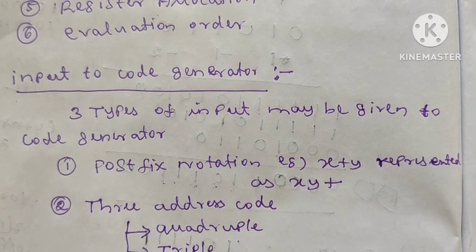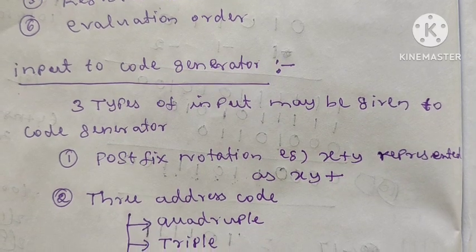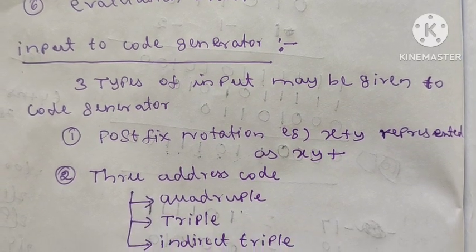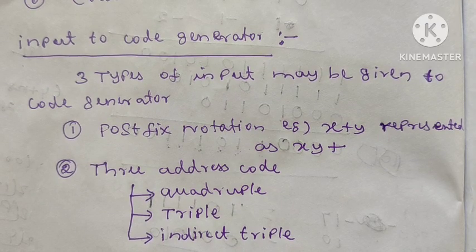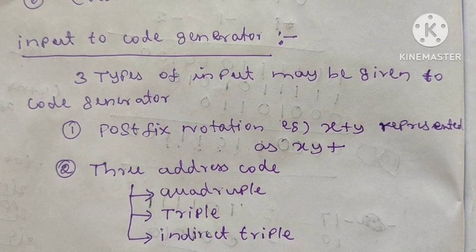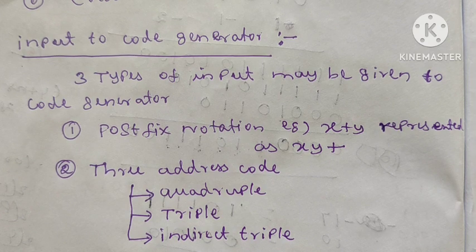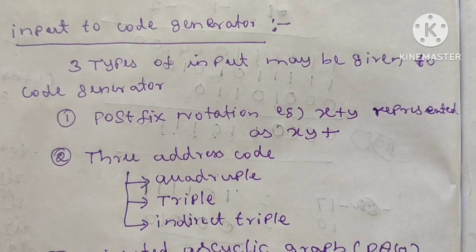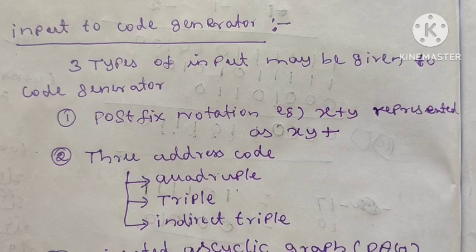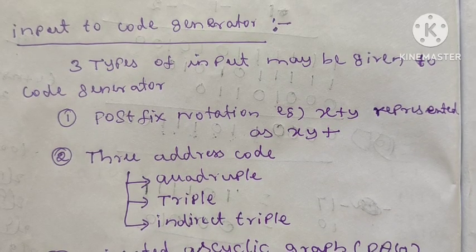When we talk about 3 address code, this 3 address code again has 3 different strategies or versions. One is a quadruple. A quadruple will have 4 fields: operator, argument 1, argument 2 and result. When we talk about triples, we have 3 fields: operator, argument 1 and argument 2. Argument 1 and argument 2 are the operands which we use in an expression.